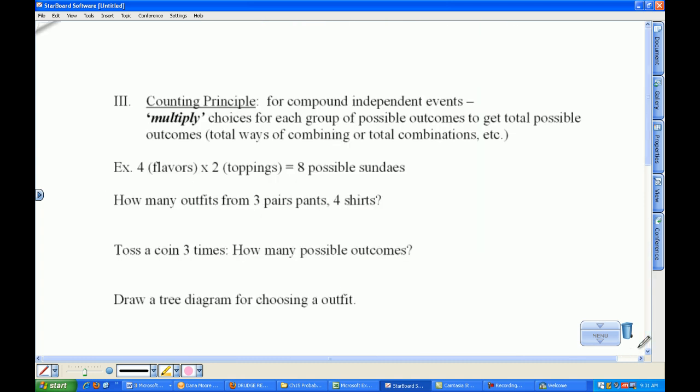The counting principle for compound independent events. Multiply choices for each group of possible outcomes to get the total possible outcomes. Total ways of combining or total combinations, etc. So in our last example, there were 4 flavors, 2 toppings, leading to 8 possible outcomes. How about when we have 3 pairs of pants and 4 shirts? This is going to give us 12 outfits.